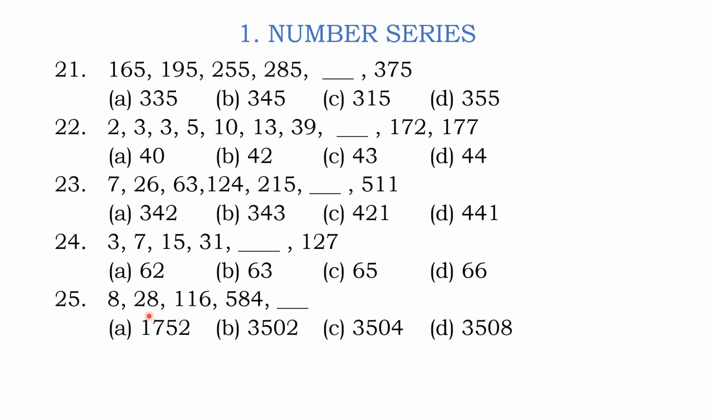Next, 8, 28, 116, 514. So this is a typical series. So this is 8 and 28. Here 28 is 8 into 3 plus 4. 28 into 4 plus 4 is 116. 116 into 5, 580 plus 4, 584. So the next number should be 584 into 6 plus 4, which is 3504 plus 4, 3508, which is D.